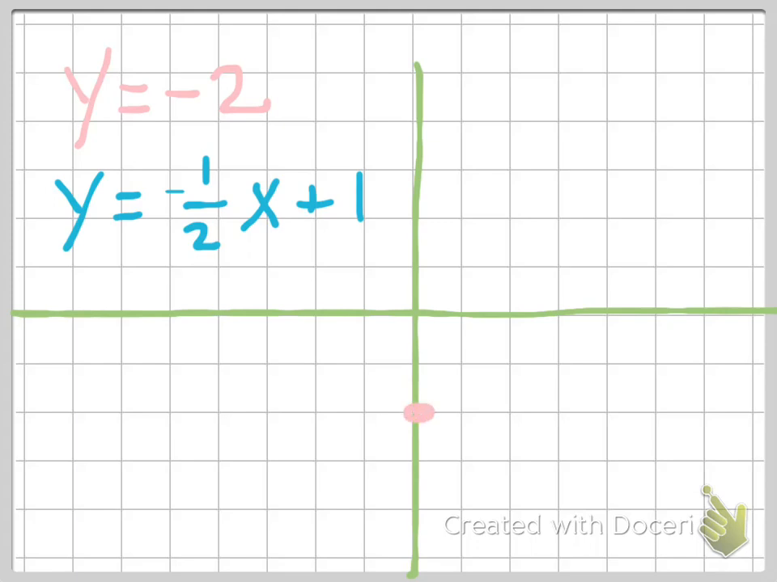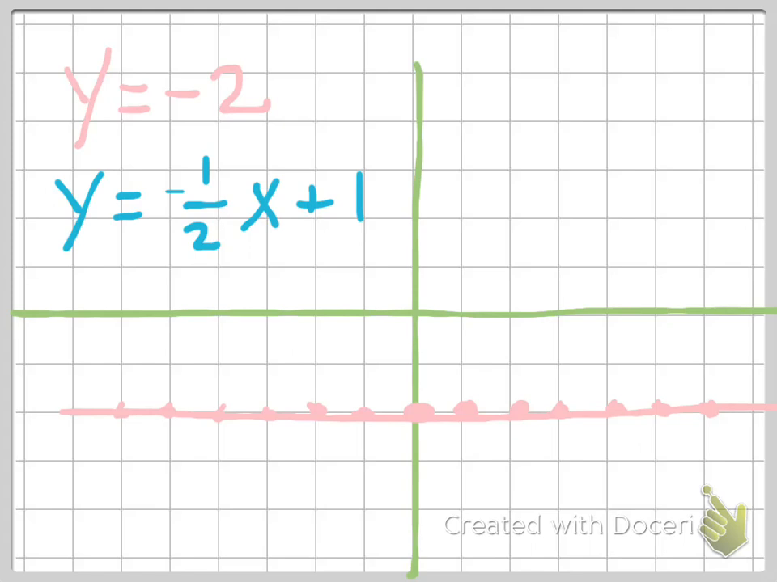But if that says y equals negative 2, it means it does not matter what the x values are, y will always be negative 2. So where y is negative 2, I'm going to see a straight line that cuts through the y-axis. I just created a straight line that cuts through the y-axis at negative 2. That's what y equals negative 2 looks like.